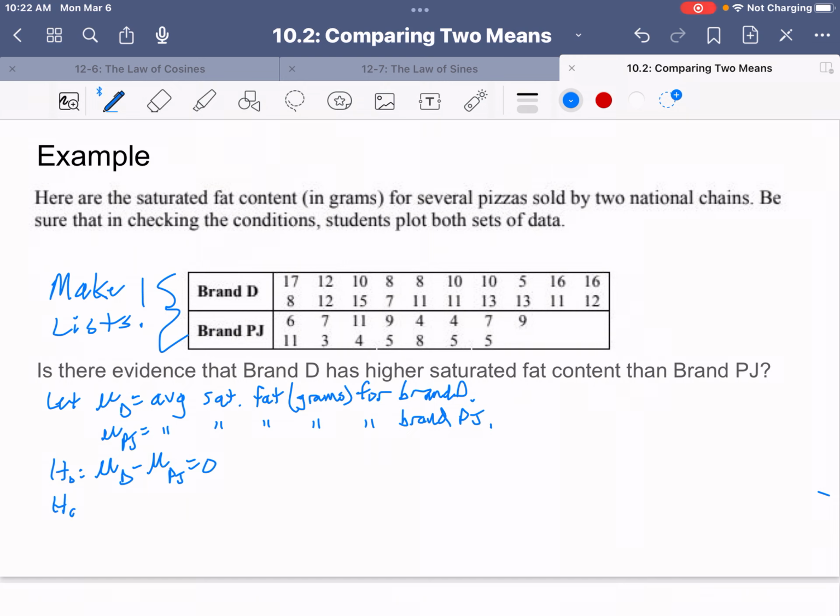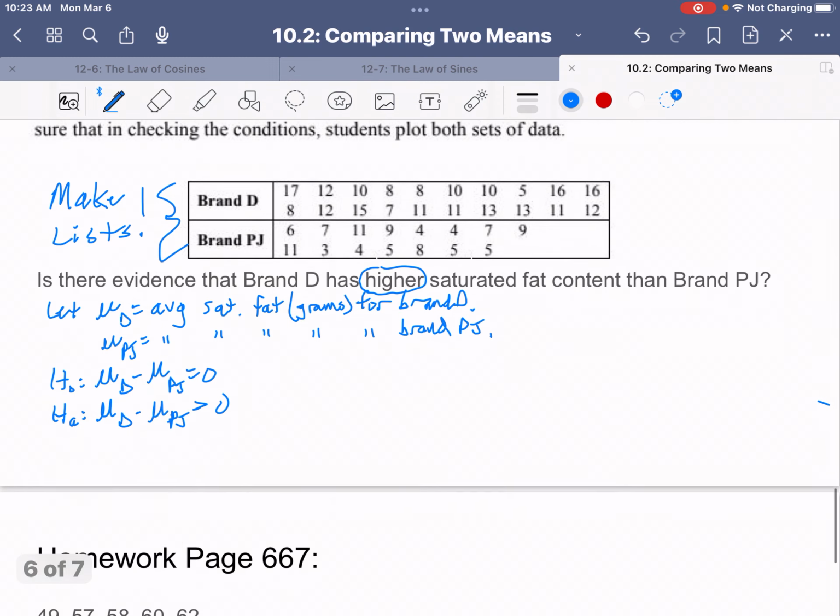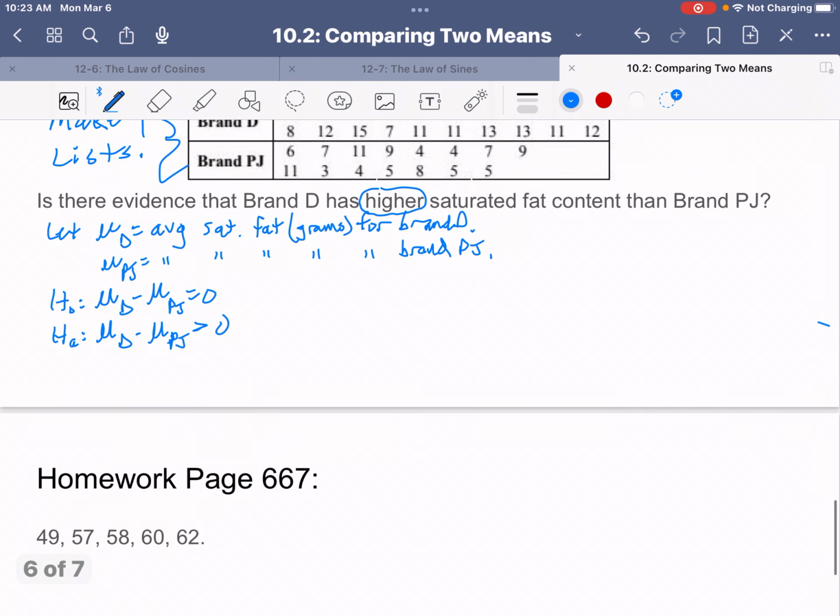The alternative hypothesis is mu D minus mu PJ is greater than 0, because that's what they want to know. Is there evidence that it's higher for brand D? Okay. We're going to check our conditions. Let's check our conditions.